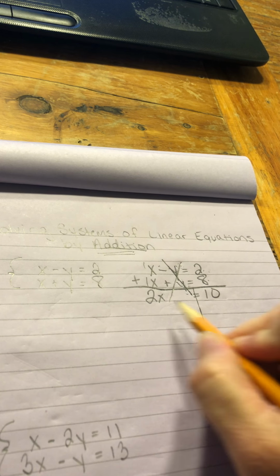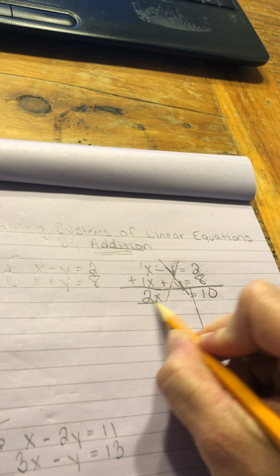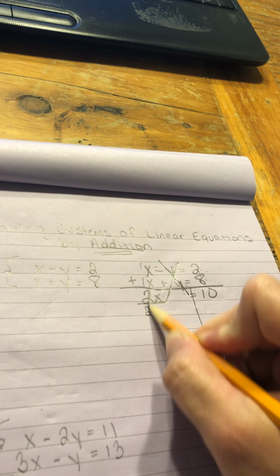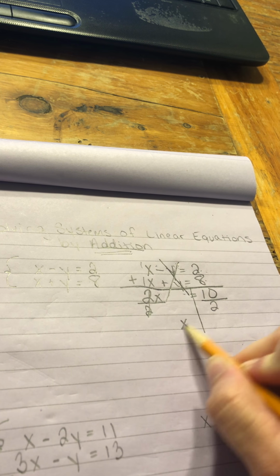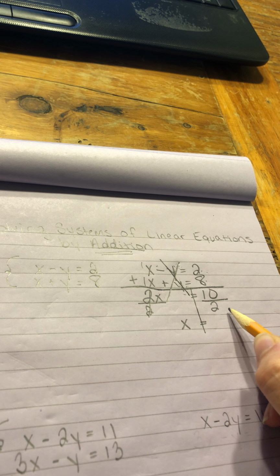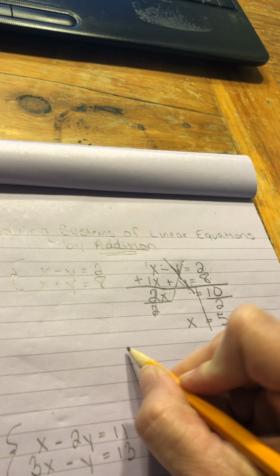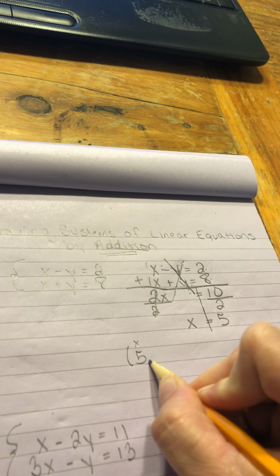So what would we do algebraically? Oh, the 2 and the x are multiplying, so we're going to divide by 2. Well, if I divide this side by 2, then I have to divide this side by 2. X equals, what's 10 divided by 2? 5. So our first point, our x is 5.